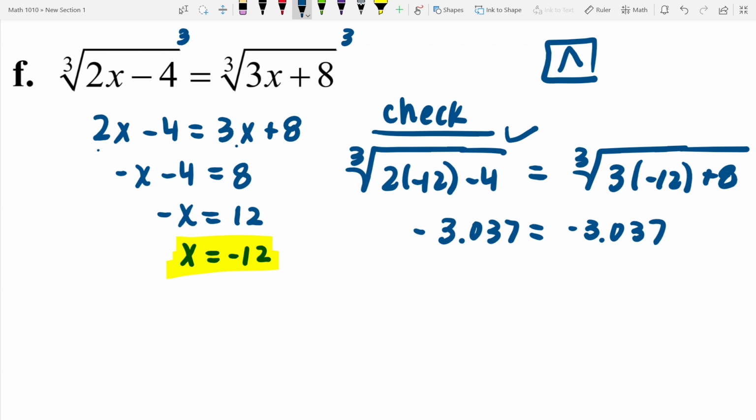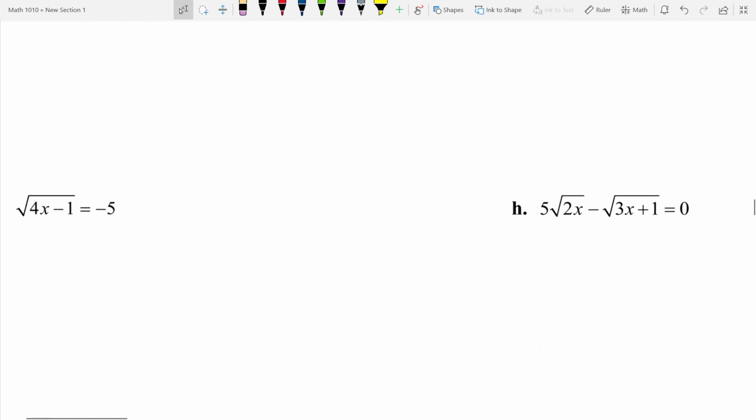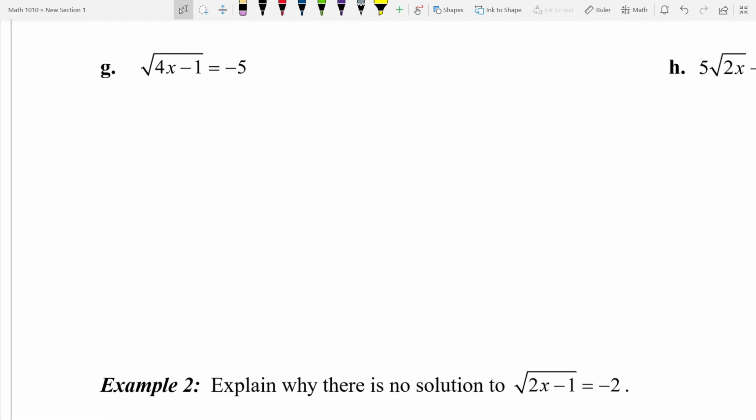I didn't have to do that. I just feel like we need to practice with this calculator a little bit, okay? So that's it. Okay, this guy right here, you guys, I look at question G, and I can see right now that the answer is going to be no solution.